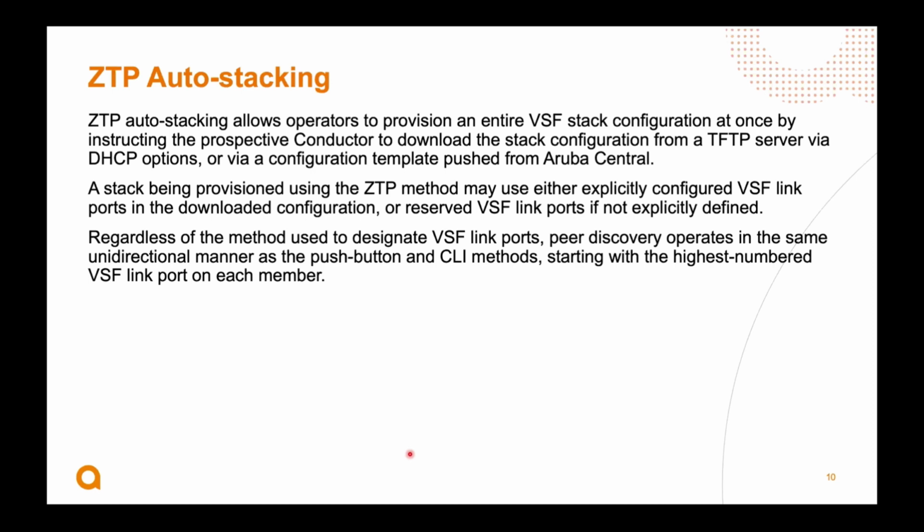But regardless of how the VSF link ports are defined, reserved or explicitly configured, it still operates in the same unidirectional fashion as the other two methods, which means it starts with the higher number port and continues running in one direction until it encounters member one at the far end of the looping back on the ring, or no other member at the end of a chain.